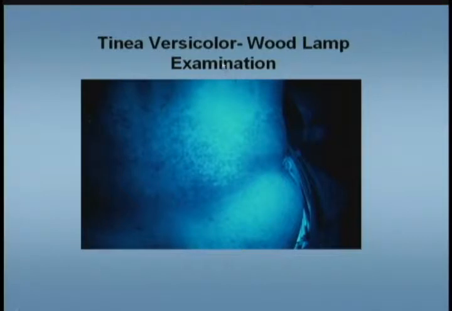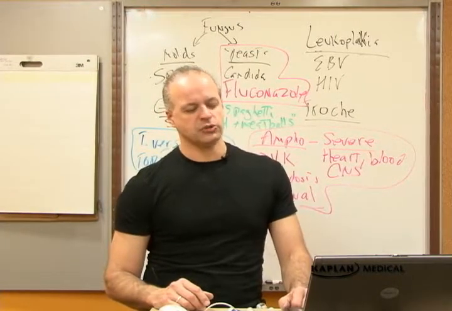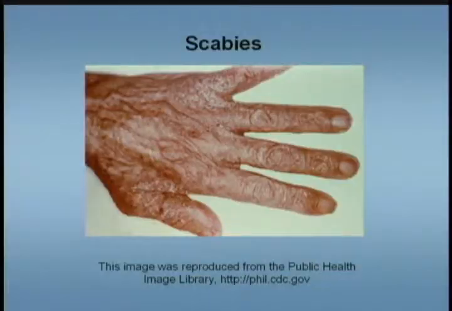Tinea versicolor, Wood's lamp. A Wood's lamp? We're looking at wood? Looking for wood? No, Wood's lamp is a fancy name for an ultraviolet light. Did you know that Tinea versicolor fluoresces under ultraviolet light, under blue light? The blue UV light is called a Wood's lamp, and that is looking for the fluorescence of Tinea versicolor. Strange colors visible here with Tinea versicolor. Wood's lamp. Blue turning to yellow. Another way to make the diagnosis.